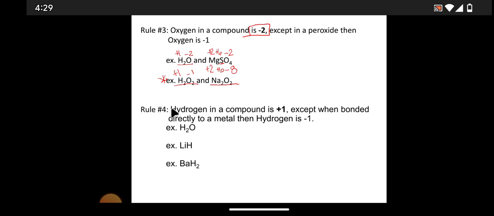Now the next rule is hydrogen is +1, except directly bonded to a metal, then it's -1. So within the water compound, we've already seen up here how hydrogen's +1. Down here, you are directly bonded to a metal, so it would be -1, and lithium would be +1. Again, directly bonded to a metal, so -1, and then there's 2 of them, so barium would have to be +2.